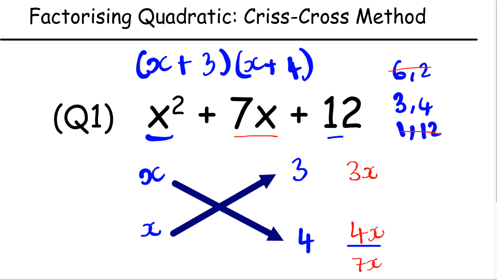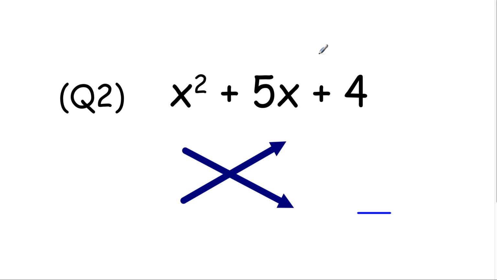Okay, so you can pause the video at any time. I've got question 2. You might want to pause it now and give it a go, or just continue to watch. So we always start off with x and x. They multiply to give me x squared. That's true. Now I need to pick factors of 4. So factors of 4 are 2 and 2.